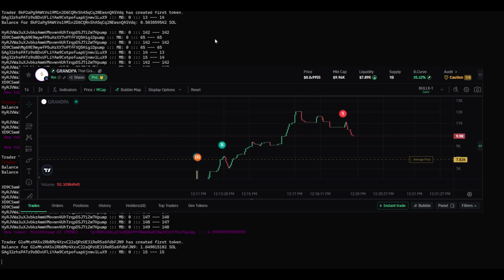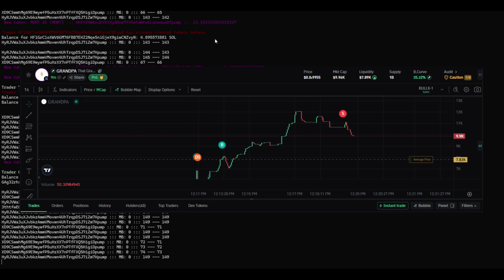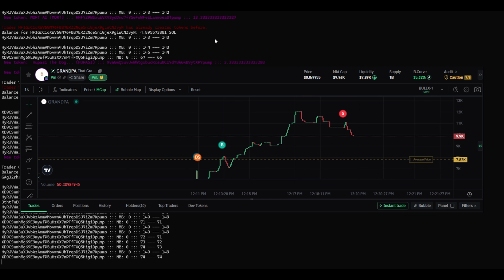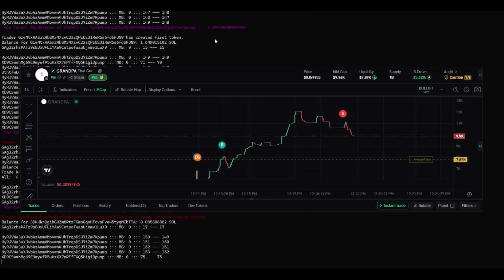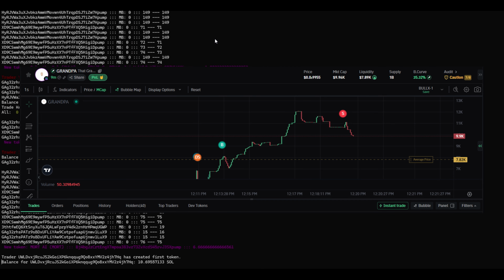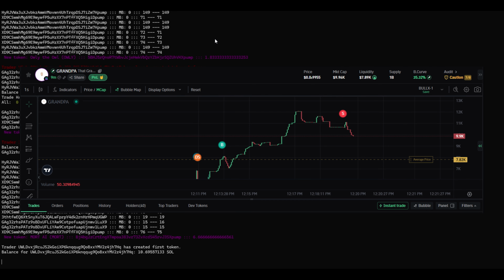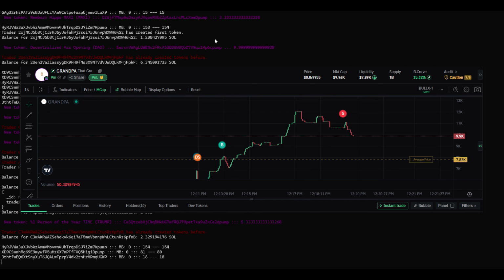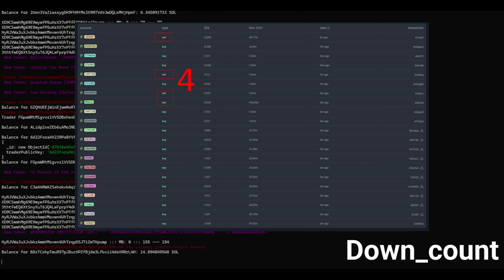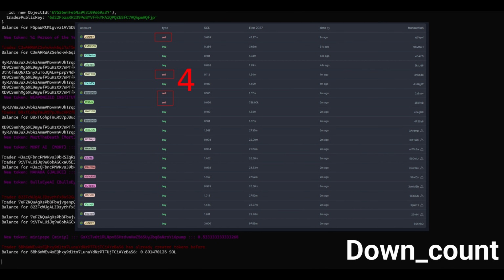Workflow. Target metrics are met. Windows open. A quick decision is made. Action is taken, which, in most cases, is simply closing the opened windows. New variables added. Down_count, counts consecutive decreases in market cap, inverse to rise_count.